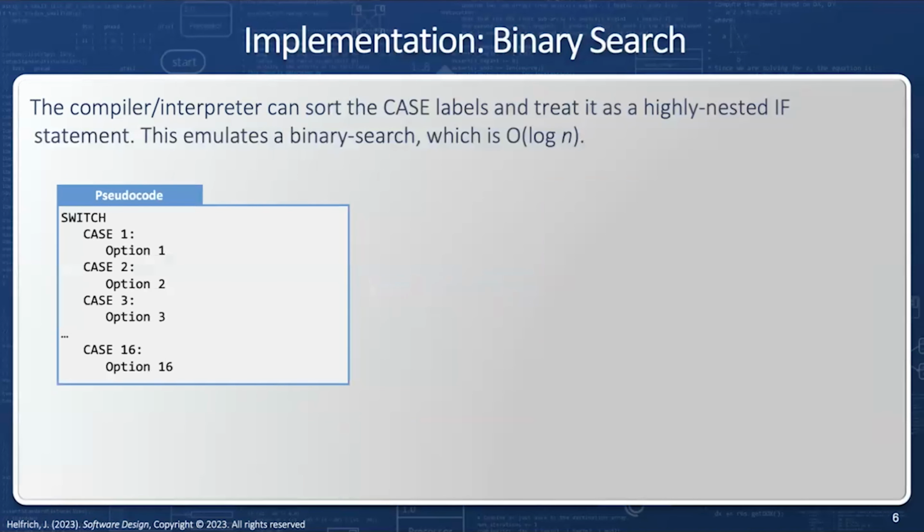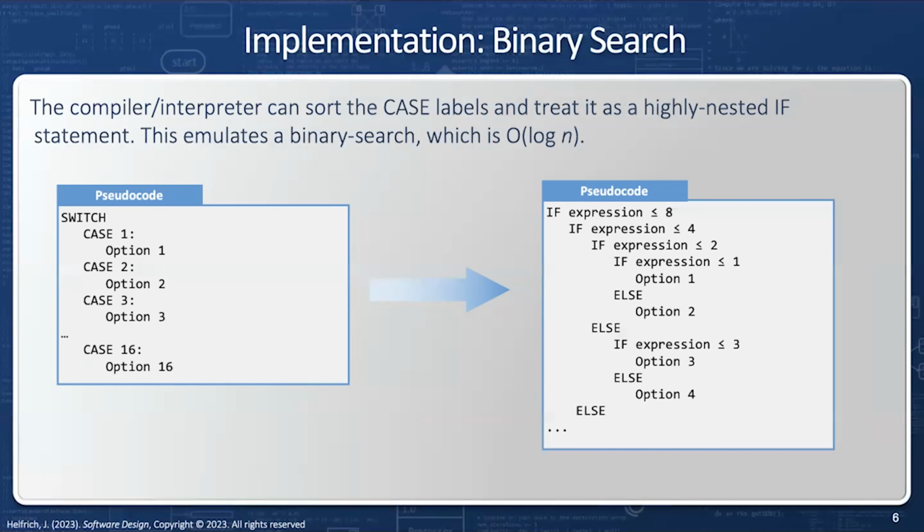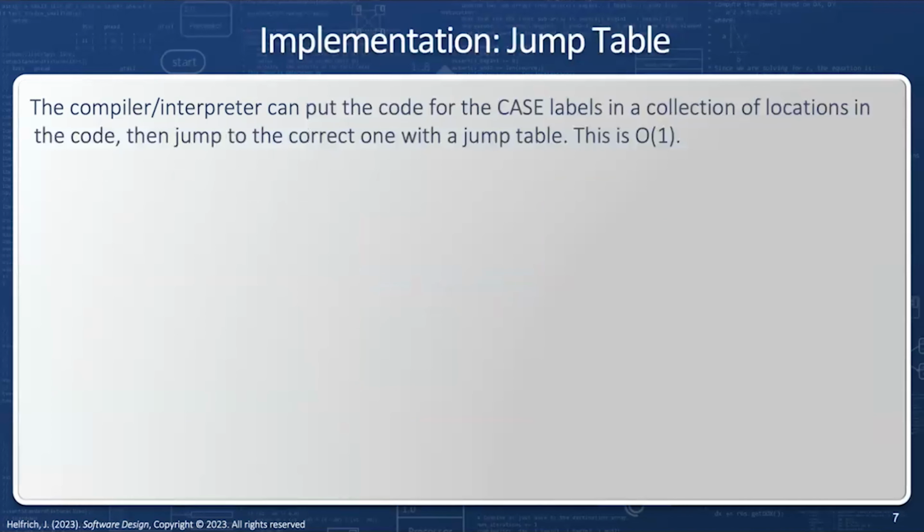I'm going to take the switch case statements and I'm going to turn them into a bunch of highly nested if statements. The depth of the if statements is going to tell you how many we're going to execute in a given iteration. And since the depth is log n of the number of case labels, this whole thing is O sub log n. Clearly much more efficient than O sub n. And the final is to create a jump table.